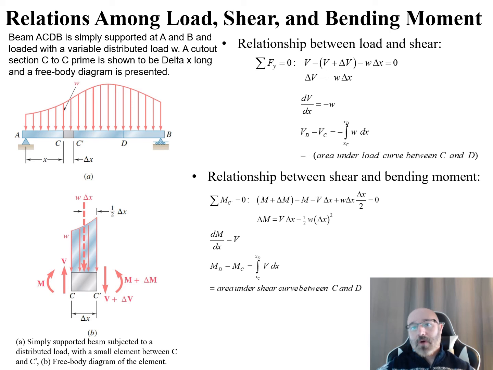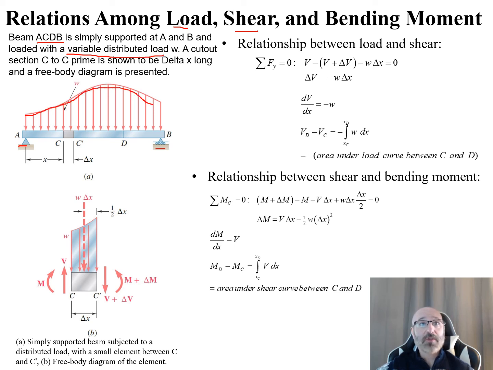Now let's continue on with the section here. We're going to discuss the relations among load, shear, and our bending moment. So we have as an example off here on the left in our diagram this beam ACBD. This is a simply supported beam, so you can see our simple support right here at B and A. Those are two supports right there. And the difference now is that this is going to be loaded with a variable distributed load W right here. So you can see the shape of this distributed load right there.